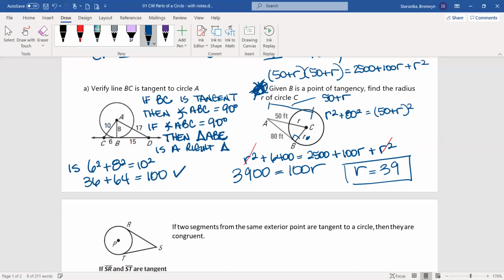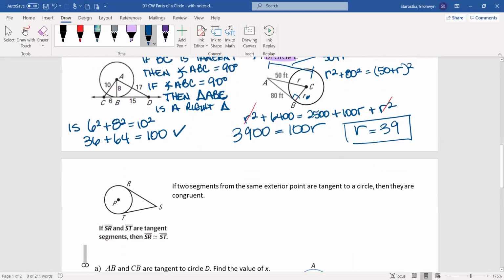So again, this problem is going to show up on homework, on review, and on your quiz on Friday.